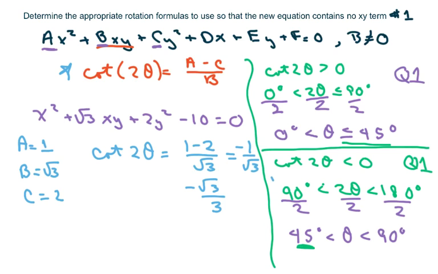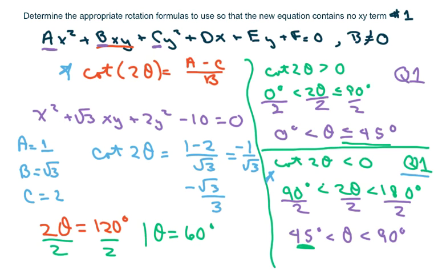So we know we're in this area. In that case, we have cotangent of 2 theta, and what we're going to do is, first of all, determine where, just like we did with trigonometry, 2 theta equals 120 degrees. So divide both sides by 2. So our angle is 60 degrees. And that follows this form here. Okay, 60 degrees is between 45 and 90.